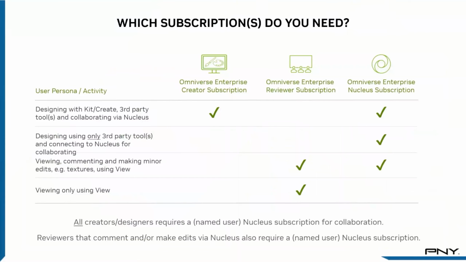To decide which license you need for a user, you just have to check which tools he will use. For access to all tools and the file server, you need a creator and a Nucleus subscription. If you only use third-party tools and applications, you only need the Nucleus subscription. Then only reviewing just needs the review subscription, but commenting and minor edits with view also requires the Nucleus subscription.